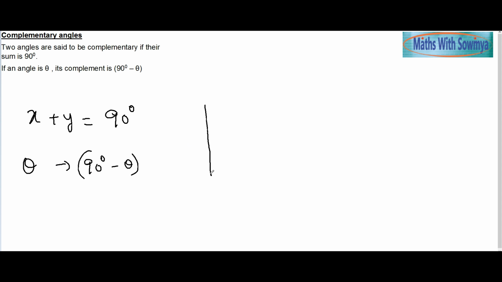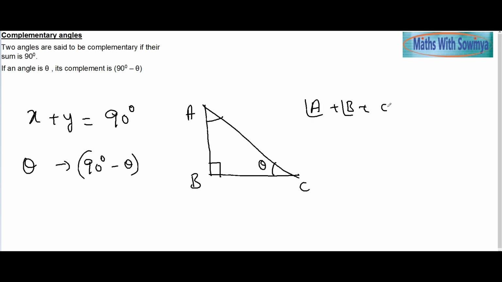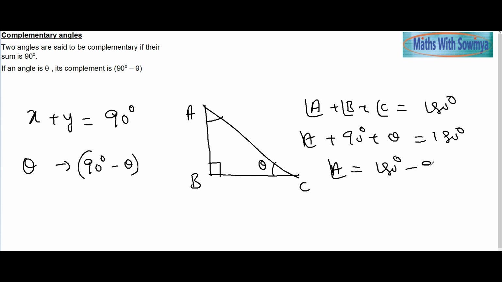If I take a single angle theta, its complement will be 90 degrees minus theta. Suppose in any right angle triangle ABC, this angle is theta. By the angle sum property, A plus B plus C is 180 degrees. B is 90 degrees, C is theta, so A will be 180 degrees minus 90 minus theta. So angle A is 90 degrees minus theta.